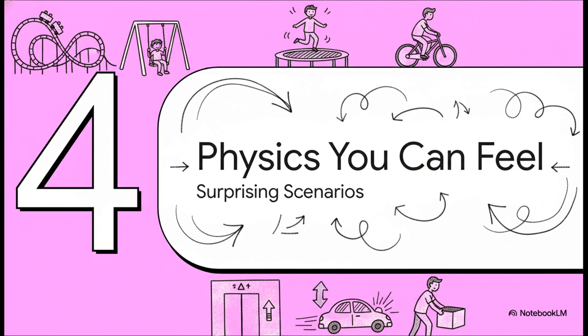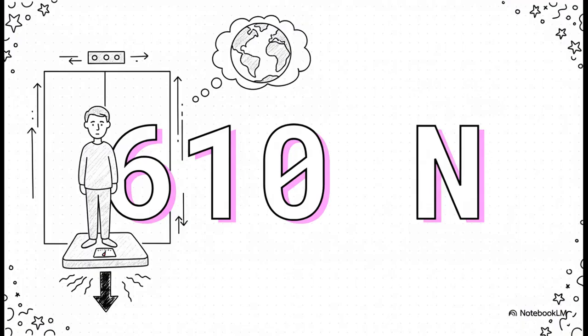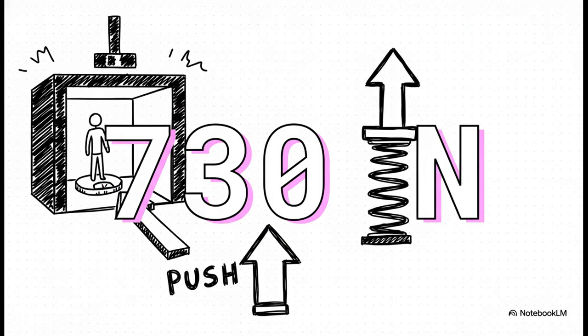Okay, so these laws aren't just for car crashes. They actually explain things we feel every single day, often without us even realizing what's going on. So imagine someone weighs about 610 newtons. That's roughly 137 pounds. They're standing on a bathroom scale in an elevator that's not moving. That number, 610, is their baseline. It's just the pull of gravity on them. But now, the elevator starts accelerating upward, and for a second, the scale flashes 730 newtons.